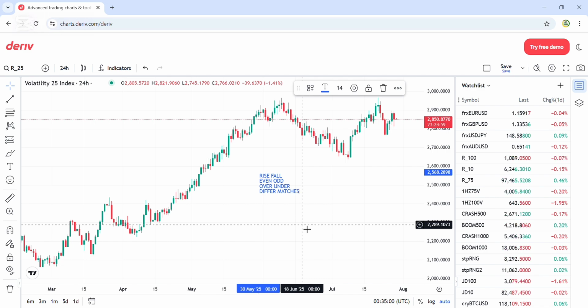Now, before you decide to make any trading here in binary, that is deriv, remember that you are trading on contracts. The common ones are the rise and fall, even odd, over under, and the matches differs. There are others. We have accumulators, we have the vanillas, we have the multipliers. Still, these are products offered by deriv.